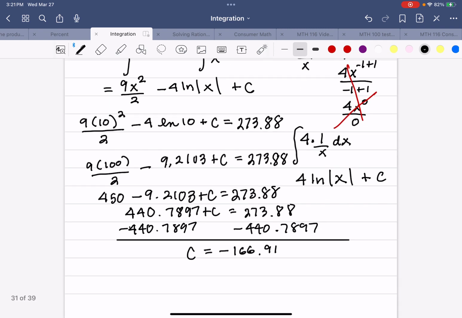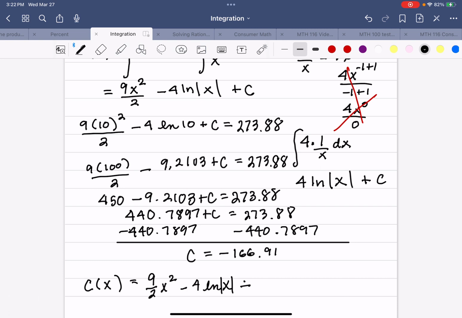So our final answer will be our cost function is 9 over 2 x squared minus 4 times the natural log of x, and we need absolute value bars there, minus, okay, because our constant is a minus, 166.91. So that is our final cost function.